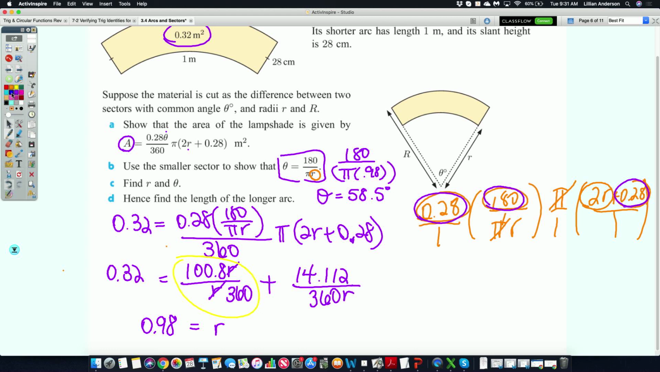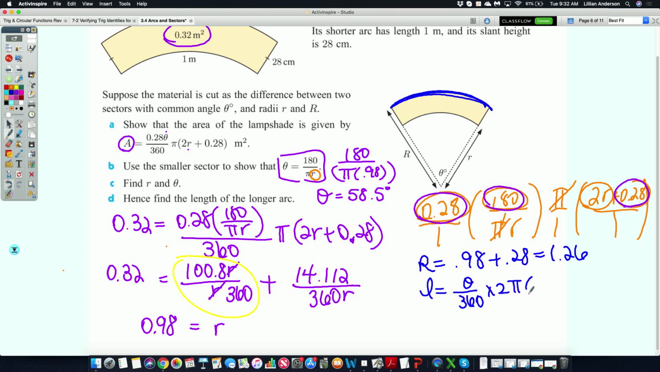Now find the length of your longer arc. So we're trying to figure out what this length right here is. We know that capital R, which is little r plus 0.28, is what? 1.26. And then we know that to find arc length, it is nothing but theta over 360 times 2 pi r.